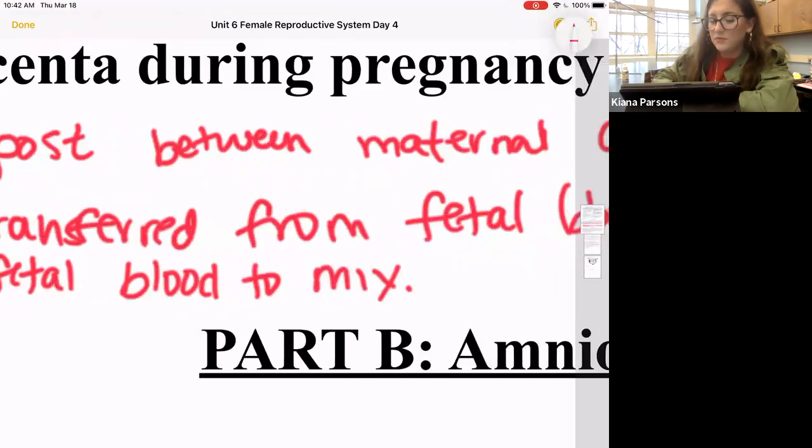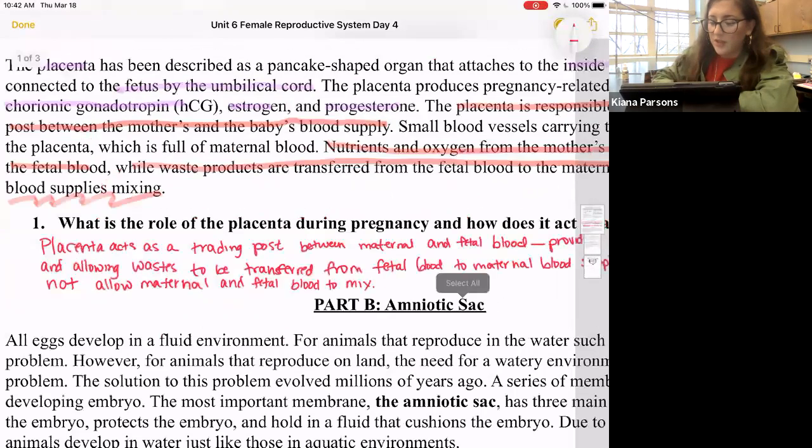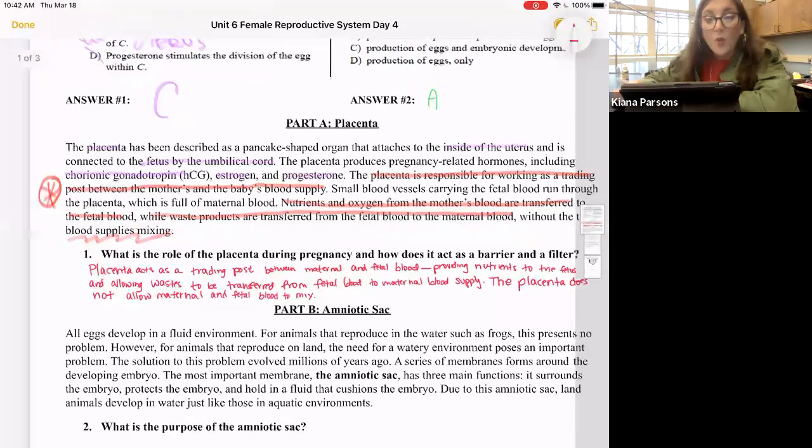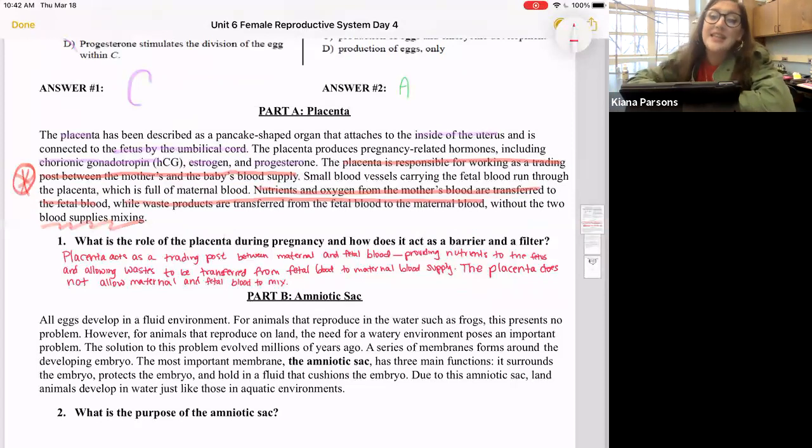All right, so let's just read through that again because it was a little complicated. What is the role of the placenta during pregnancy and how does it act as a barrier and filter? The placenta acts as a trading post between maternal and fetal blood, providing nutrients to the fetus and allowing waste to be transferred from the fetal blood to maternal blood supply. The placenta does not allow maternal and fetal blood to mix.